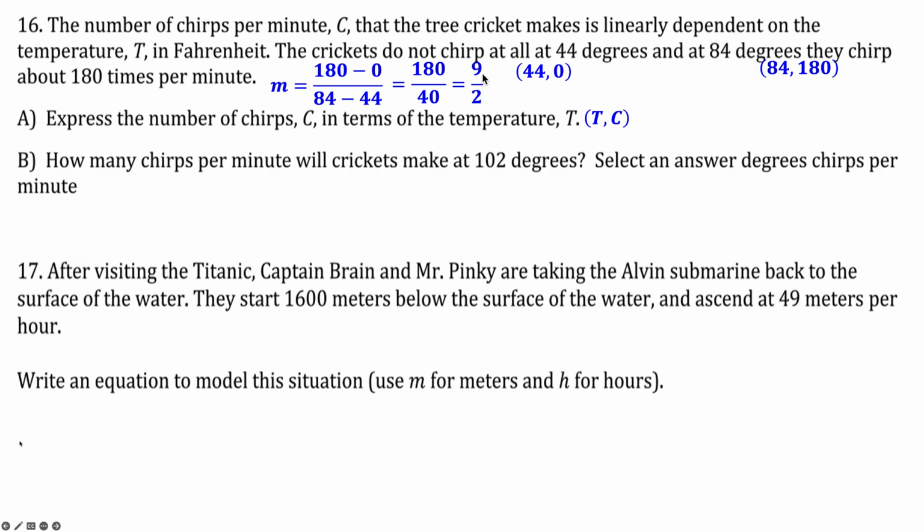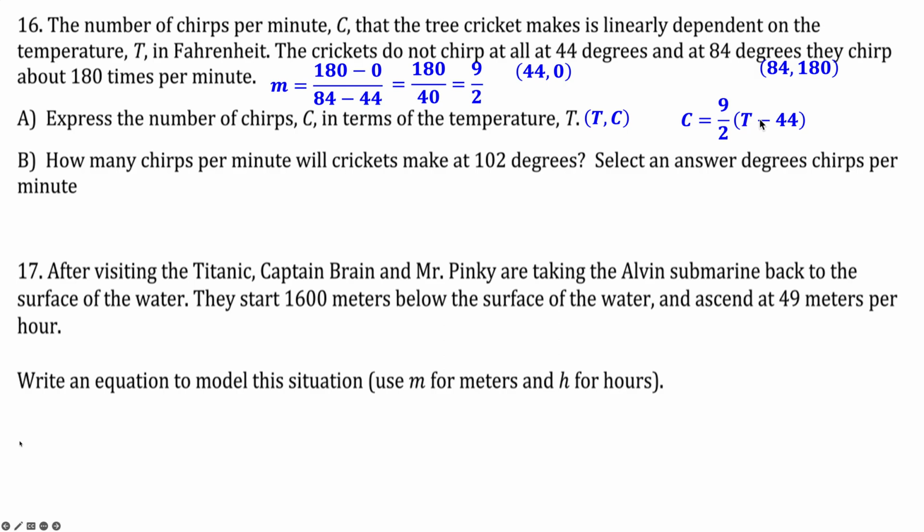So since I have my slope and I have a point, I'm going to go to point slope form. Instead of writing y minus the y coordinate, I'm going to go c minus 0, because that's an easy number to subtract by, is equal to my slope 9 halves times t, not x, but t, minus the 44. And of course, c minus 0 is just c, so there's my equation.